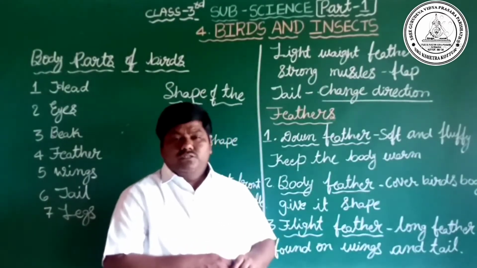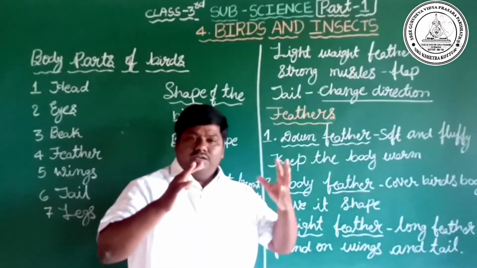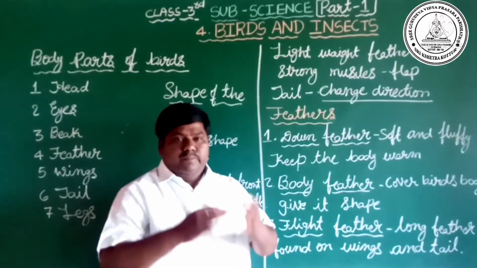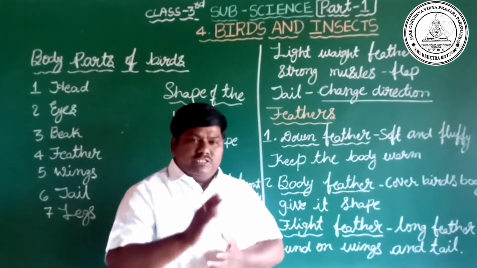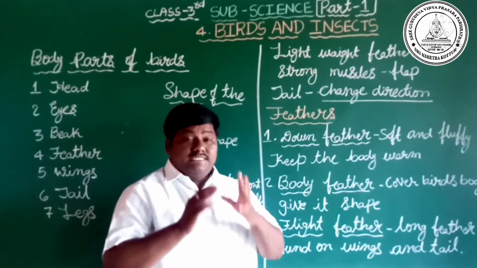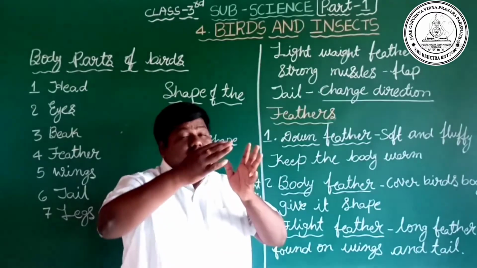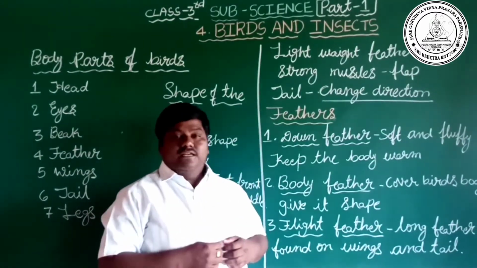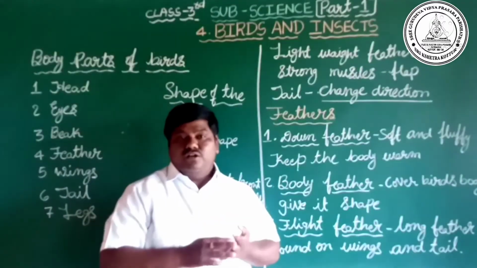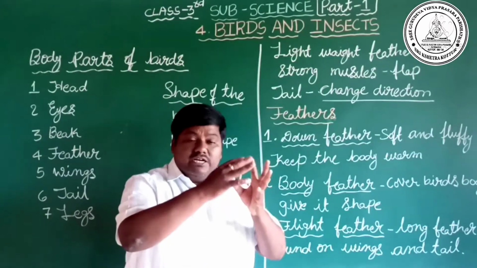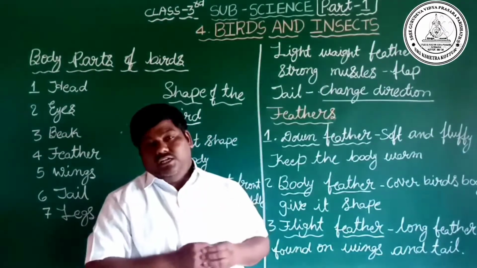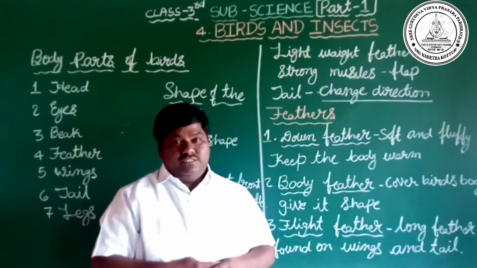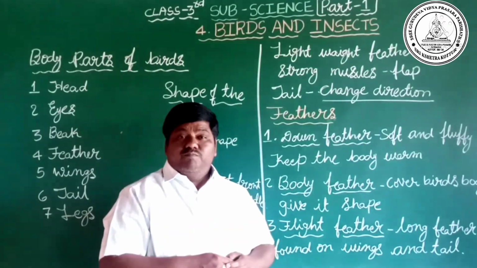See, now we are going to learn about the feathers. Already you know that feathers are in different colors. See, parrot. What is the color of the parrot? Green color, because the feathers are green. See, peacock. That is also green and blue because of feathers. Crow. What is the color of the crow?